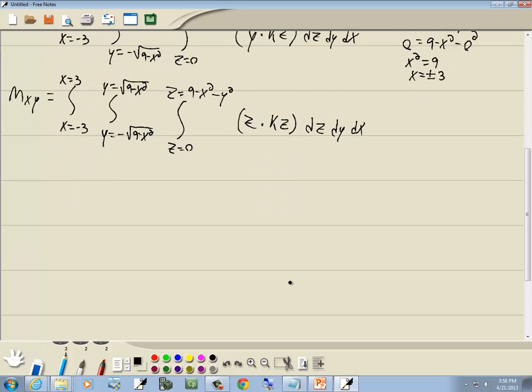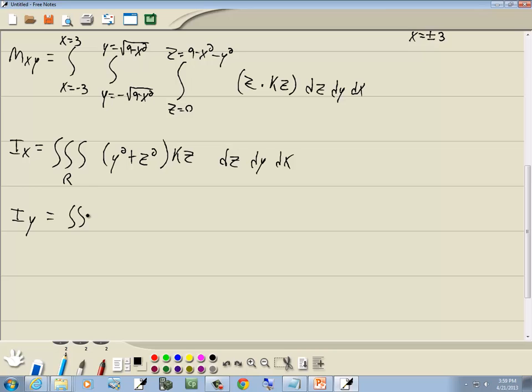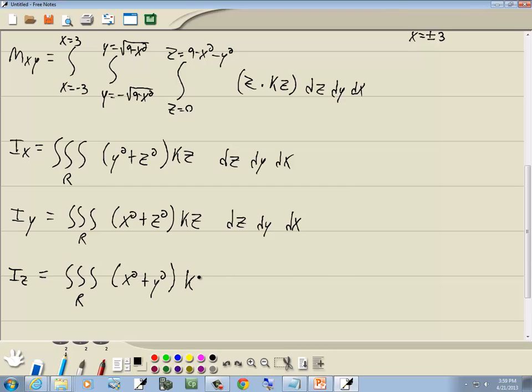Moments of inertia. Let's go ahead and do those. Excuse me. Moment of inertia about the x-axis. Now I'm not going to write this down each time. These are the same as up here. And then we're going to have y squared plus z squared times rho, which was kz, dz, dy, dx. Again, that's the same as up above. About the y, it'll be the missing variables, x squared plus z squared, times rho, which is kz, and then dz, dy, and dx. With regards to z, we'll have the same setup. All that still stays the same. And then we'll have x squared plus y squared times rho, which is kz, then dz, dy, and dx. And those are our setups for those.